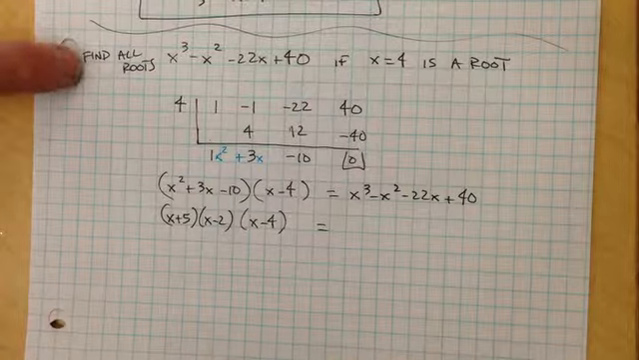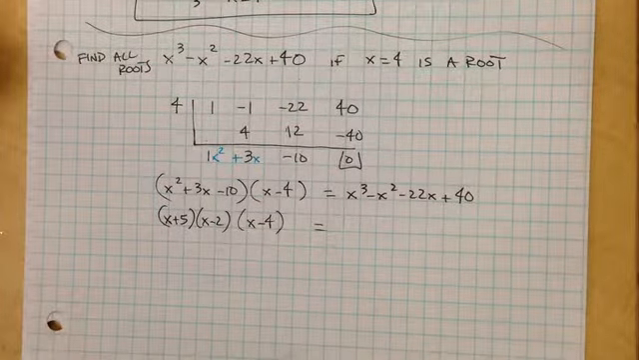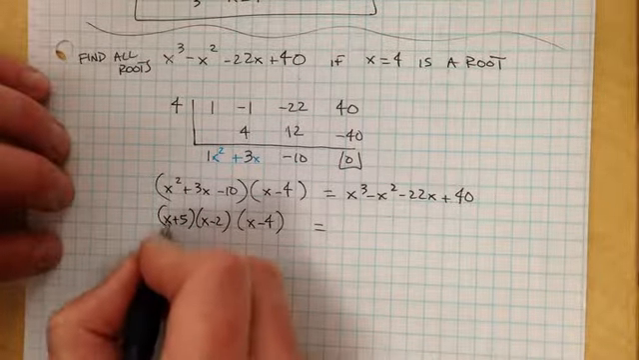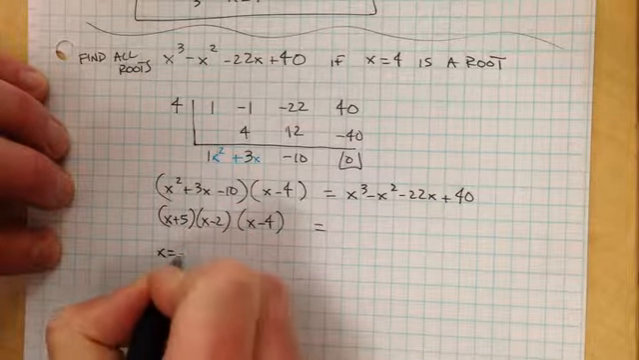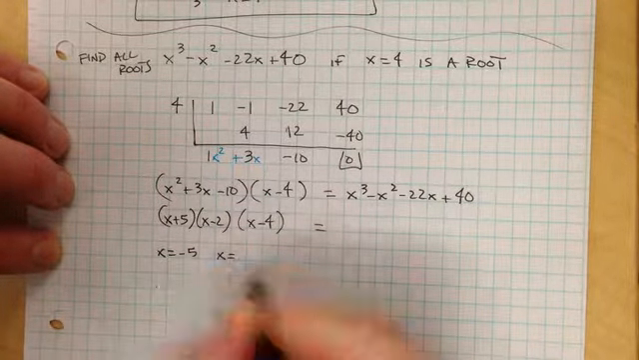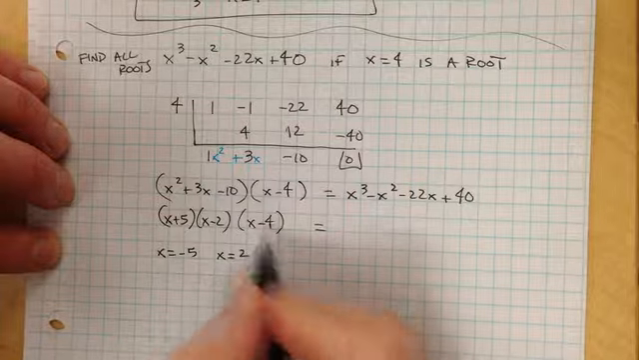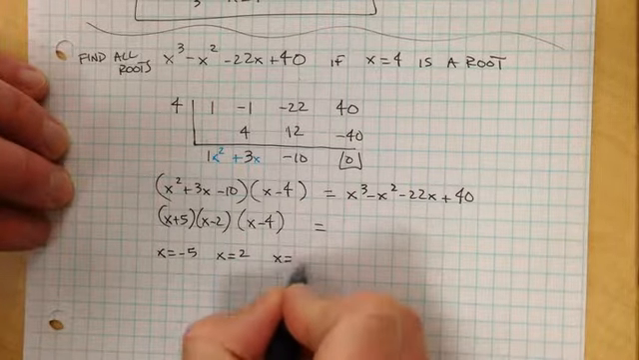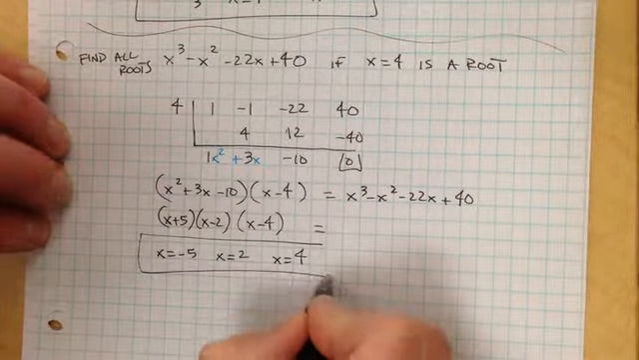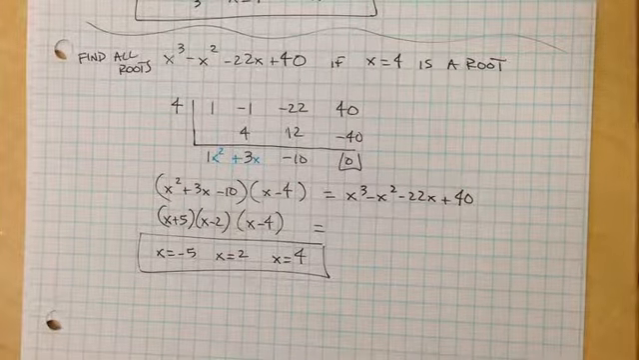Well, we are asked for the roots. These are factors, so set each factor to 0 and solve. So this would give us x equals -5, x equals positive 2, and x equals positive 4. Those would be your 3 roots.